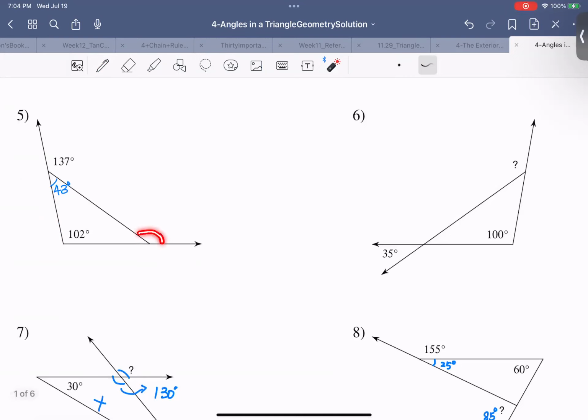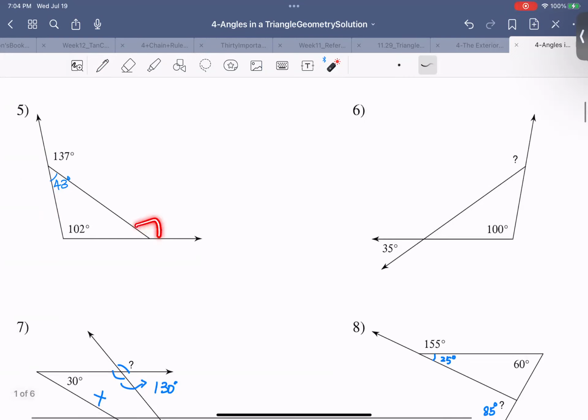Now, look at here. We can add these two numbers together, then use 180 minus the summation to get here, and then use 180 minus this again to get here. But today we will learn a new theorem. It's called the exterior angle theorem. What does this mean? Look at this.